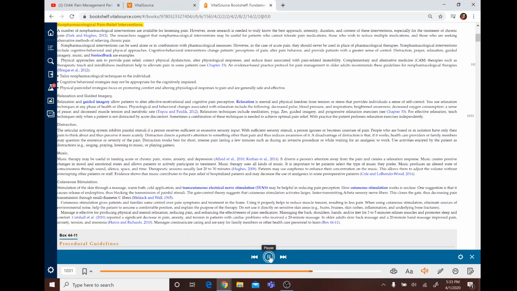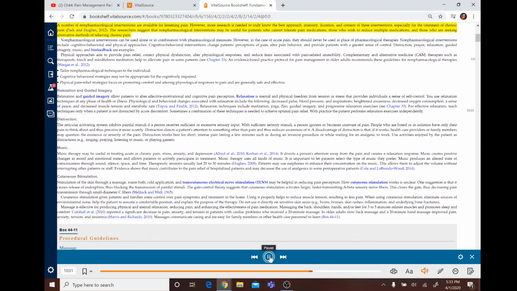Non-pharmacological pain relief interventions. A number of non-pharmacological interventions are available for lessening pain. However, more research is needed to truly know the best approach, intensity, duration, and content of these interventions, especially for the treatment of chronic pain (Park and Hughes, 2012). The researchers suggest that non-pharmacological interventions may be useful for patients who cannot tolerate pain medications, those who wish to reduce multiple medications, and those who are seeking alternative methods of relieving chronic pain.